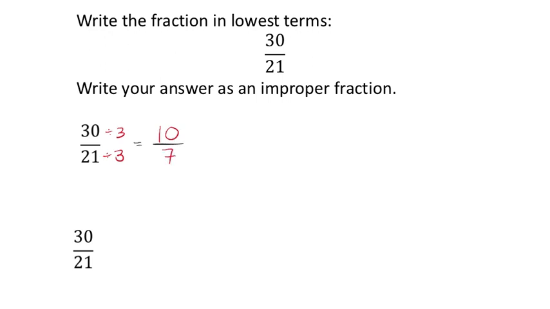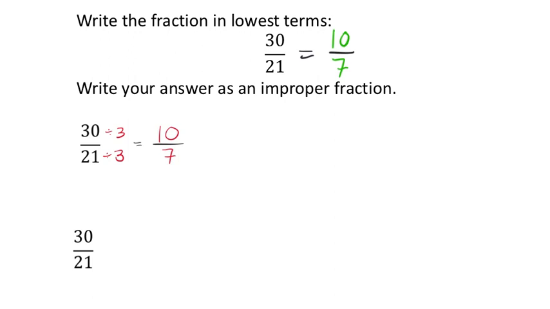Boom, that's it. So now I know 30 21s will become 10 sevenths. That should be fully simplified because the 7 is prime, so it's only divisible by 1 and itself. 10 is not divisible by either one of those. Well, 1 is, but not 7.